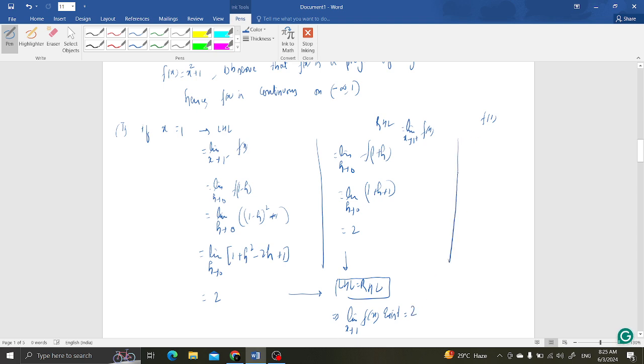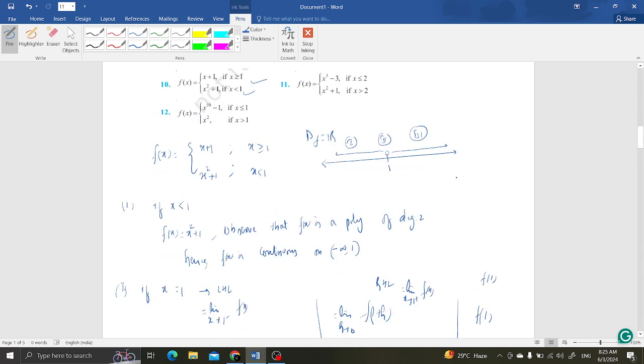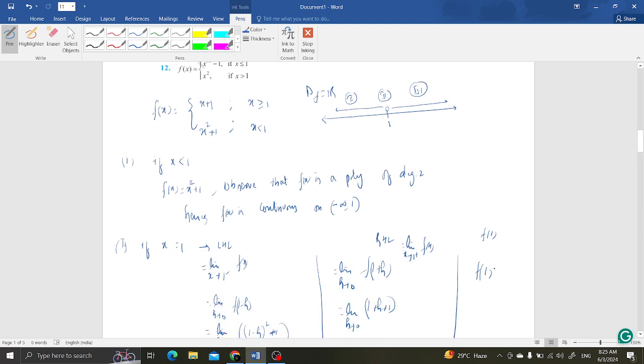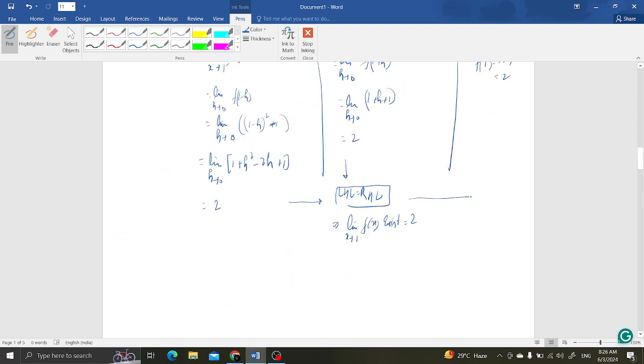Now the third task is to find the f of 1 value. We can find f of 1 by the first branch, that is 1 plus 1, which is 2. So from this one and this one, LHL equals RHL equals f of 1. Hence the function is continuous at 1, which implies f is continuous at 1.